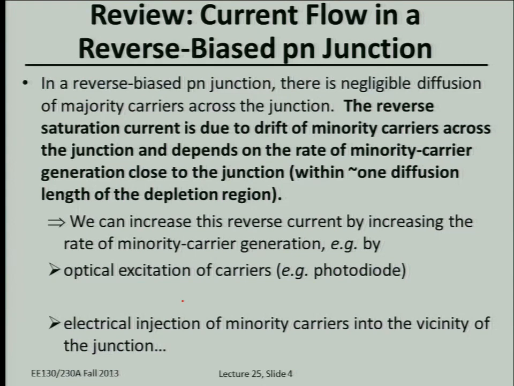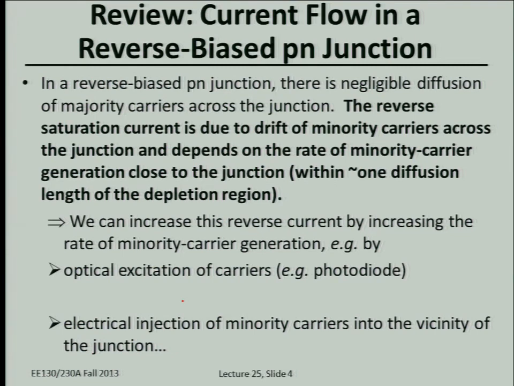So let's focus on reverse bias. Remember, if we shine light on a PN junction diode, what happens to the reverse bias current? It increases in magnitude, okay? So basically this IV curve shifts down. And why does the reverse bias current actually increase in magnitude when we shine light on a PN junction? We create what kind of carriers? Minority or majority? Minority, very good.